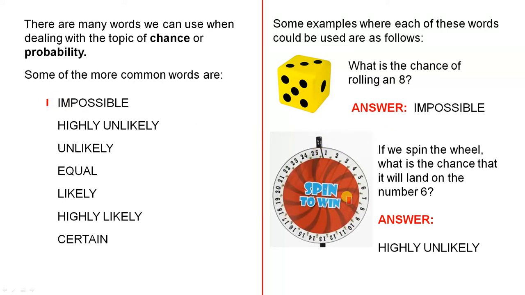Here we have a wheel, and it has the numbers from 1 to 25, equally spaced. If we spin the wheel, what is the chance that it will land on the number 6? There's only one 6, but there are 25 separate numbers, so the answer is highly unlikely. So that's that description. Let's have a look at the next 5.